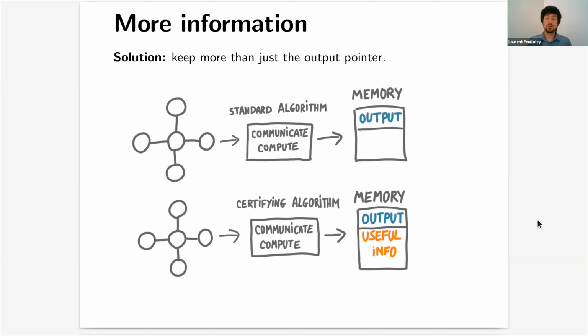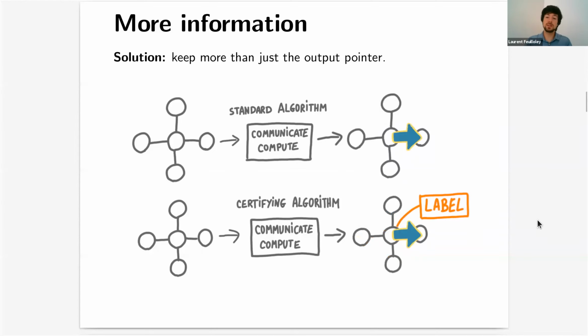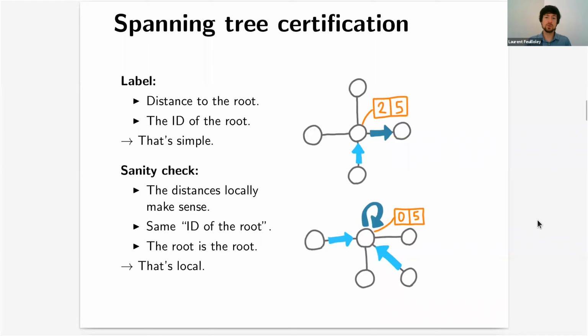Okay. So here I call it this certifying algorithm, but it will have other names later. So some useful information that allows you to do something with the output, to check things. So this is the general idea. And for a directed spanning tree, what it means is that in addition to the pointer, I will require that the algorithm give me some label with some information. So this is a bit abstract, so let's see what it means for the spanning tree.